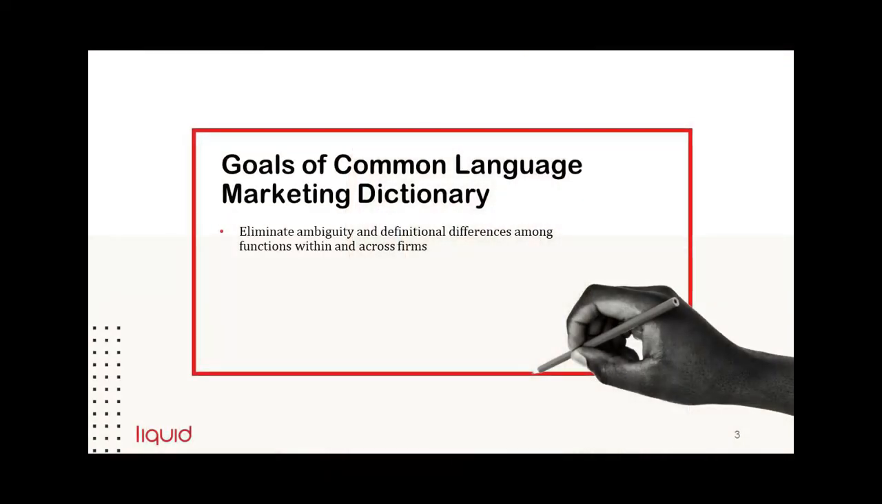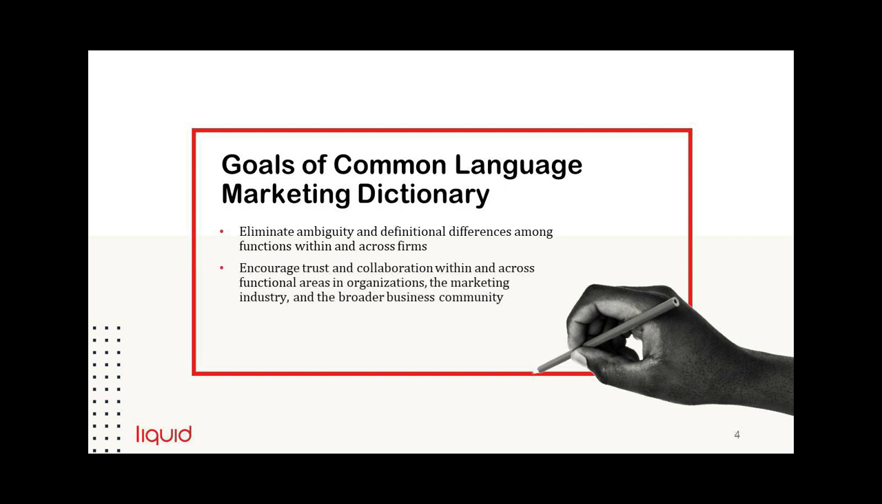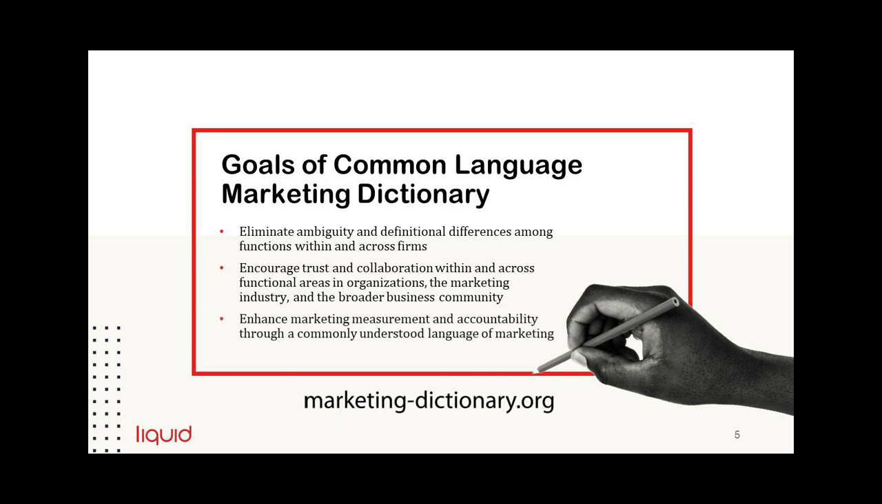The reason why the Common Language Marketing Dictionary is so important is because it's going to eliminate any ambiguity between different marketing terms and what they actually mean. By doing so, it's going to build more trust and really encourage more collaboration between, again, different departments, different firms, or even in the general business community. Lastly, having a common language is really going to help support having better measures of marketing performance for better marketing accountability. So let's jump into it.